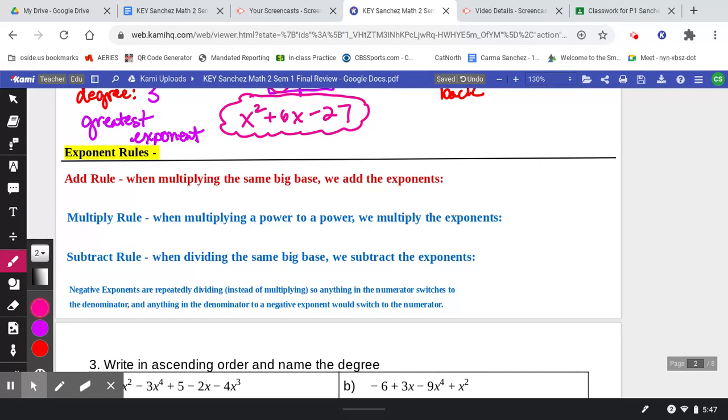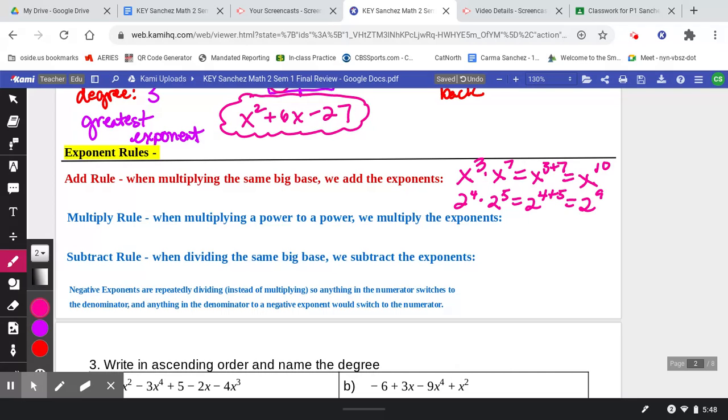When multiplying the same big base, we add the exponents. So something as basic as x to the power of 3 times x to the power of 7. Do you recall that we just add the 3 plus the 7 and we get x to the power of 10? And likewise, if you have a base of a constant, like 2 to the power of 4 times 2 to the power of 5, we still just add those exponents of 4 plus 5. So the add rule is used when you have the same big base that's multiplying.